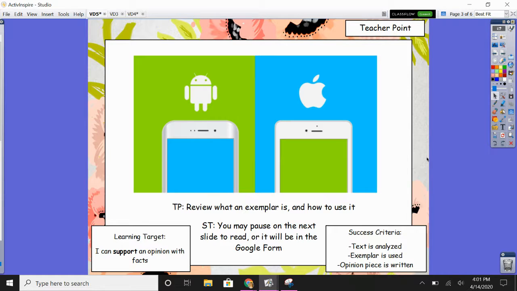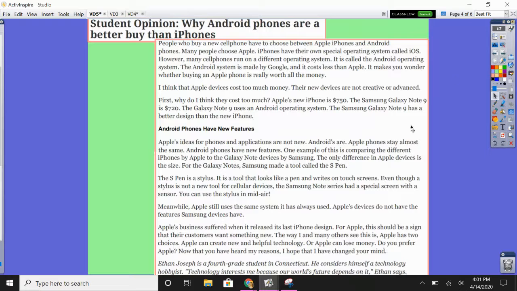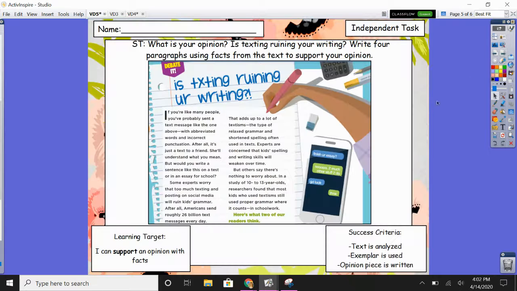On the next slide, there's going to be an article from Newsela. You may pause and read it there, or it's going to be on the Google form. I'm not going to read this to you. I'm going to give you a chance to read it. This was written by Ethan Joseph, who is a fourth grader in Connecticut. He wrote this on his opinion that Android phones are a better buy than iPhones. This is just his opinion, but he uses facts in here to support that opinion.